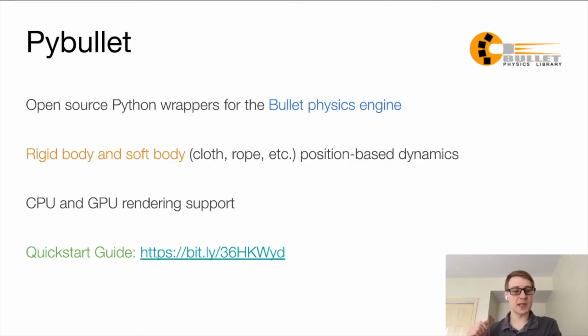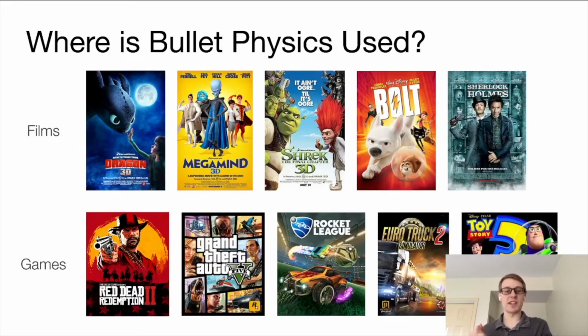So where is Bullet physics used? In fact, this library, the Bullet physics engine, has existed since around 2003, I believe. And so it's been used in a number of both films and games. Some films you might be familiar with are, for example, How to Train Your Dragon, Megamind, and Shrek. And some popular games that the Bullet physics engine is used in are things like Red Dead Redemption, Grand Theft Auto 5, and Rocket League.